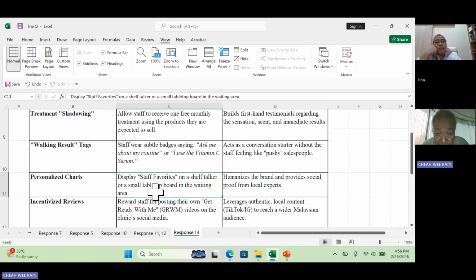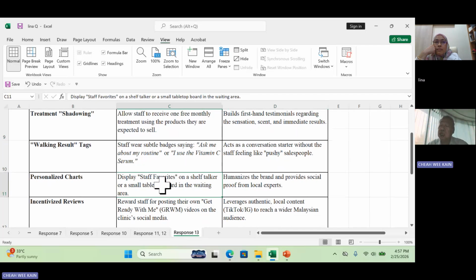Personalized chart, display staff favorite on a shelf sticker or a small keyboard in the waiting room. Display staff favorites. These are the staff favorites. Bestseller and staff favorite are different. Why are they different? Staff favorite is actually better than bestseller. So you have a little table, you put down the items, and then you put, these are our staff favorites.